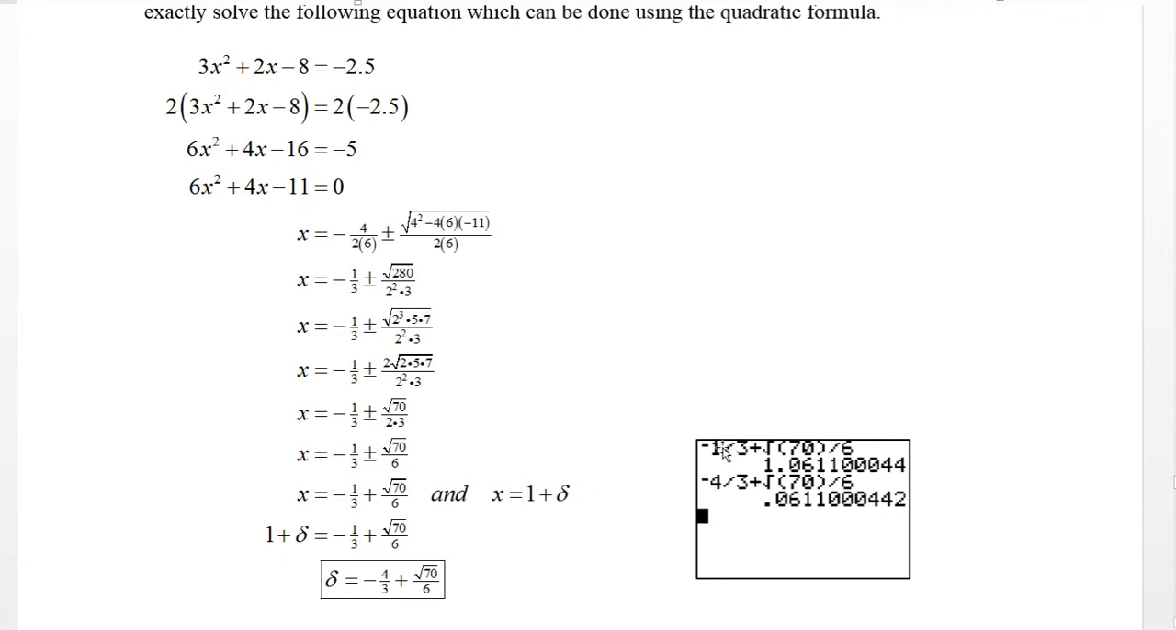And of course, if I do negative 1/3 plus the square root of 70 over 6 right here, just to find the x value, 1.0611, and so forth, that was exactly the value we found for the x plus negative, let's see, what was it? It was 1 plus delta.